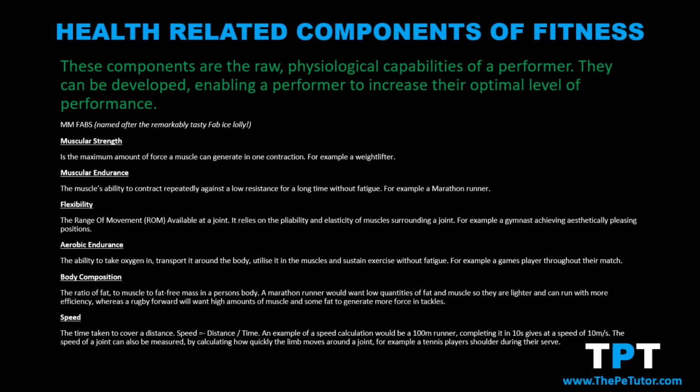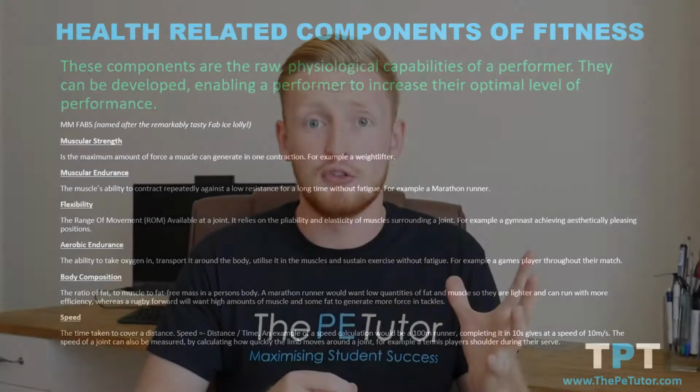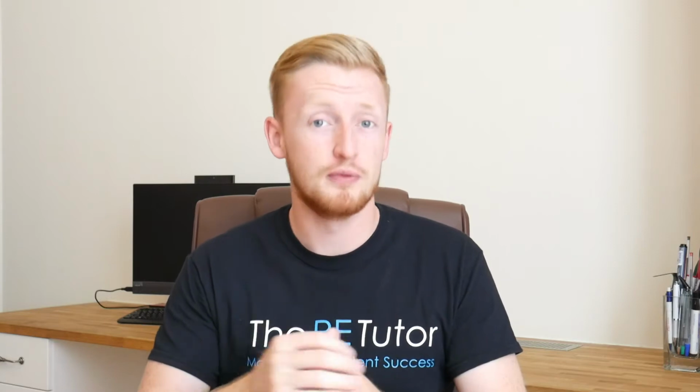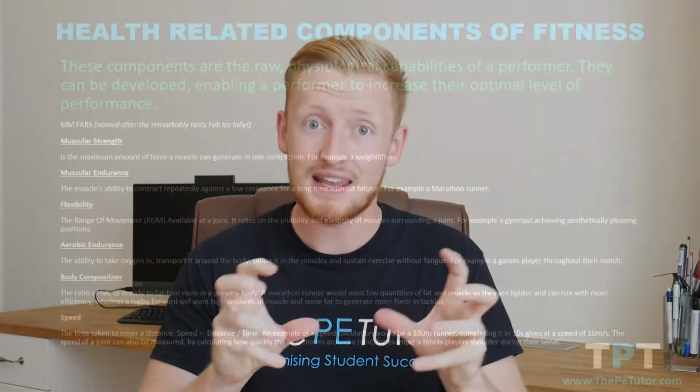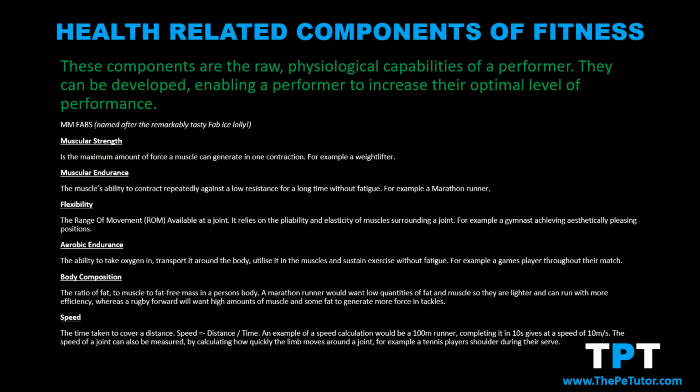So today we're going to look at components of fitness. Components of fitness can be split into two categories: skill-related components of fitness and health-related components of fitness. Health-related components of fitness are raw physiological capabilities of a performer, and skill-related components of fitness are when a performer applies their health-related components of fitness. Components of fitness are important for a performer or coach to be aware of, because it's through training that we then develop each component of fitness so a performer can then reach their optimal level of performance.